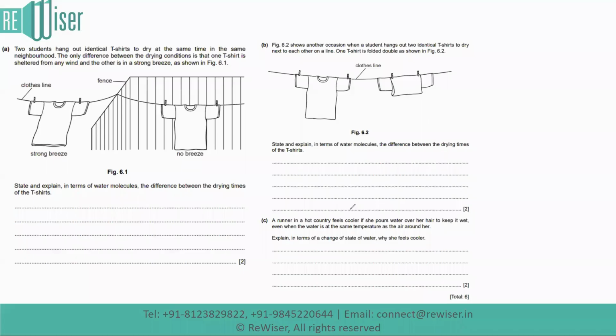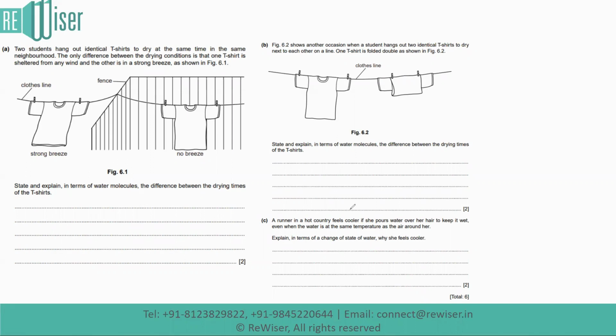Let's have a look. Two students hang out identical t-shirts to dry at the same time in the same neighborhood. The only difference between the drying conditions is that one t-shirt is sheltered from any wind and the other is in a strong breeze. State and explain in terms of water molecules the difference between the drying of the t-shirts.